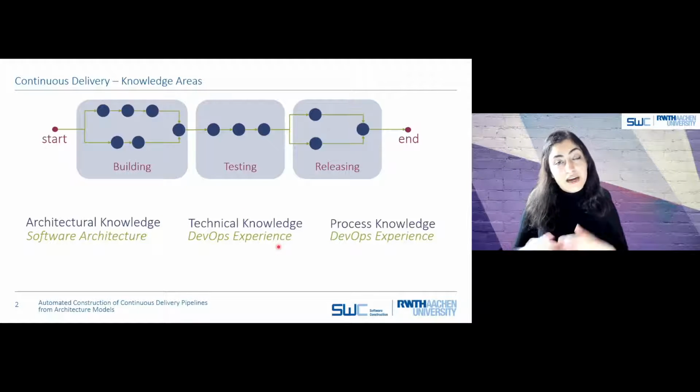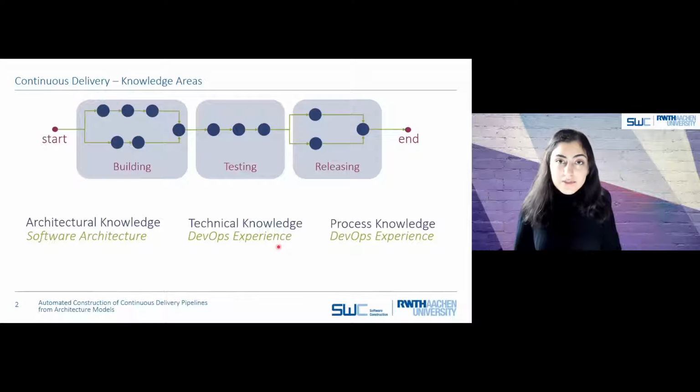Finally, we have to define an execution order of the delivery activities and the resulting delivery sub-processes. Additionally, we need to consider organizational constraints, like mandatory security analysis. Thus, the required process-related knowledge is also high. The effort required to obtain this knowledge differs significantly. While architectural information can be extracted from software architecture documents, the process and technical knowledge can only be acquired by training and practical experience in the field of DevOps.